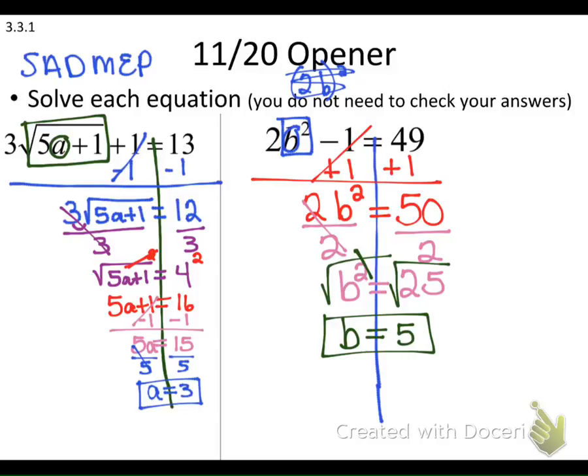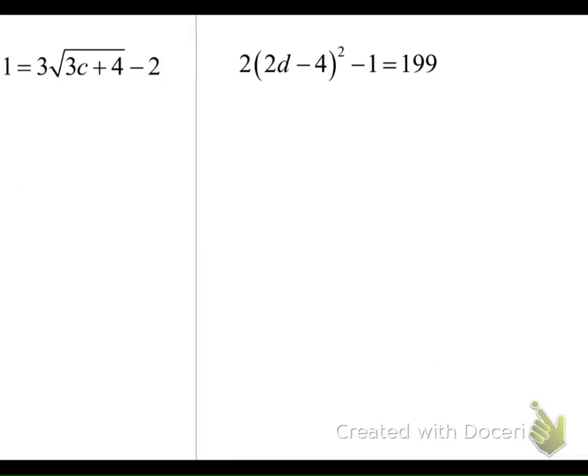Okay, go ahead and turn your opener over to the back side, and you have 2 more. So again, we're going to solve an equation with the square root. Start by drawing your line of equality, circling your variable, and box only the square root.